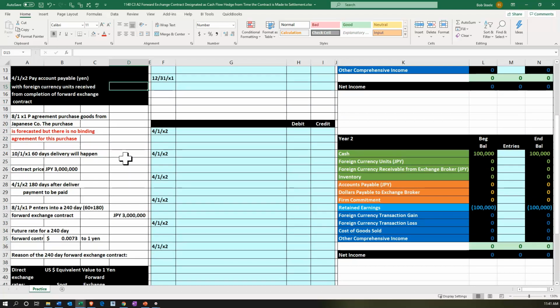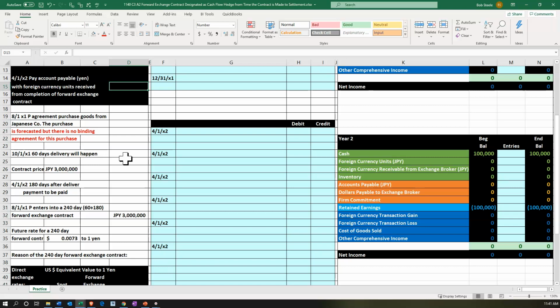So let's go over this a little bit more. On 8/1/X1, P, that's us, agrees to purchase goods from a Japanese company. We're going to be an American company, therefore we put our books on using US dollars. And the transaction is going to be in another currency, in this case, yen. The purchase is a forecast, but there's no binding agreement for this purchase.